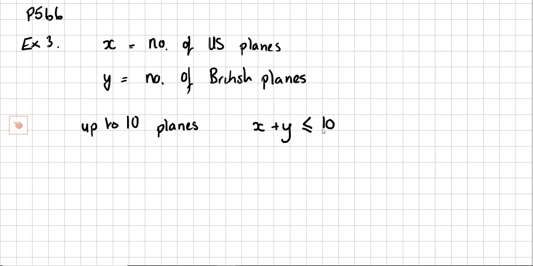Is there any other constraints? Sam? The amount of crew members. The amount of crew members. So what would that be then? There are 14 crew members. So there are 14 crew members.